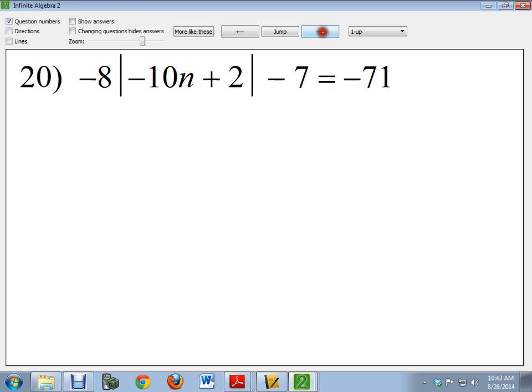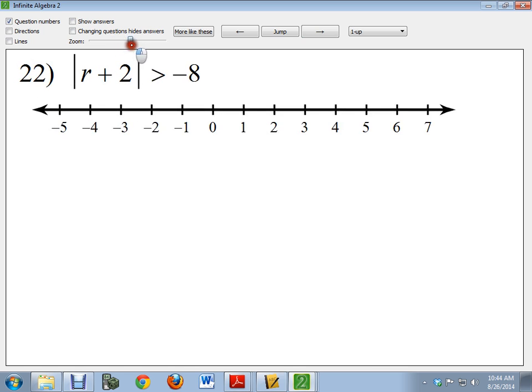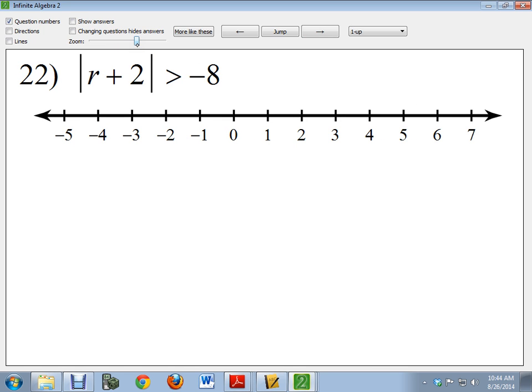Now we're going to move on to absolute value inequalities. Absolute value inequalities work very similarly to absolute value equations. They just have a number line that we have to deal with. So we're going to go ahead and do this one just like what we've been doing, and we'd say r plus 2 is greater than a negative 8, and r plus 2 is less than a positive 8. Remember, you change the sign when you change the sign. So these are the equations we have.